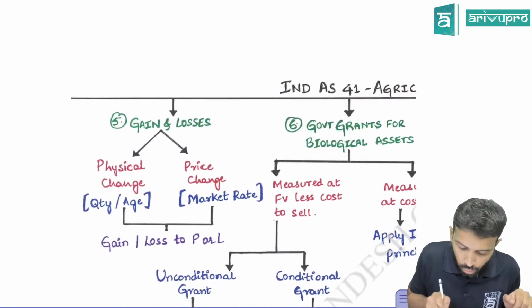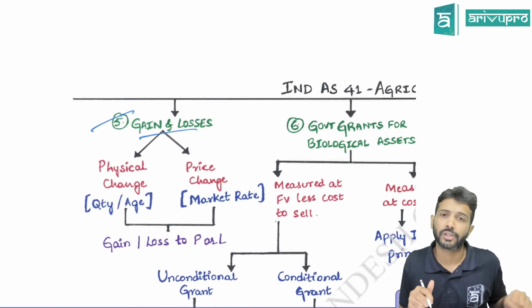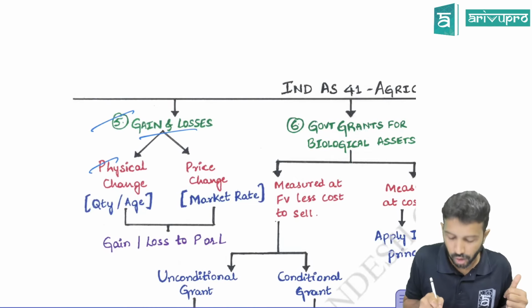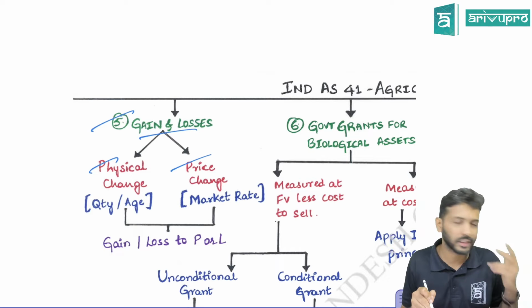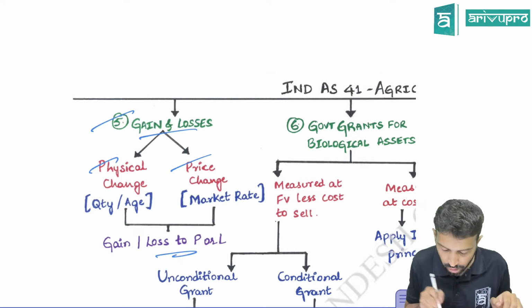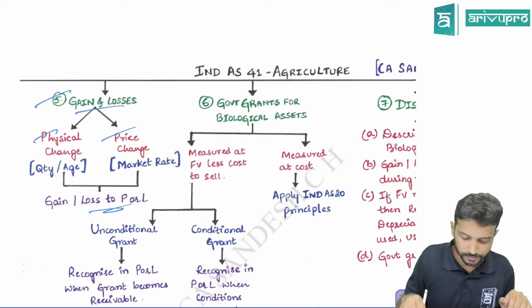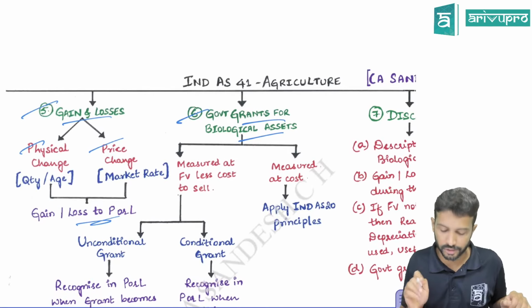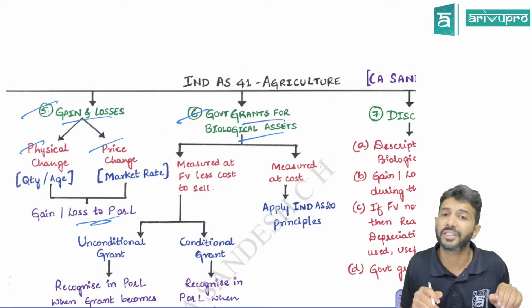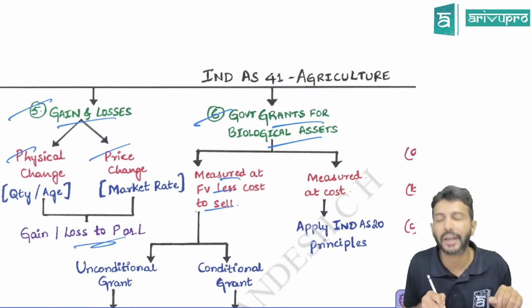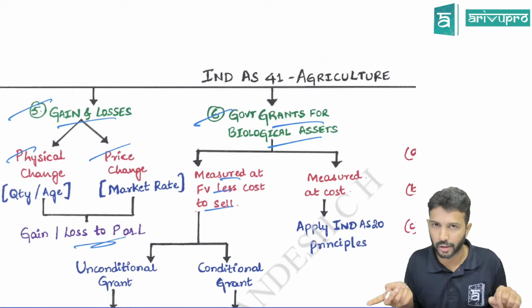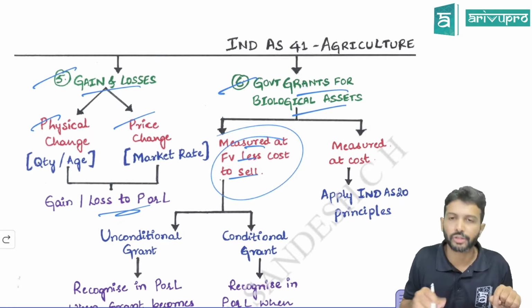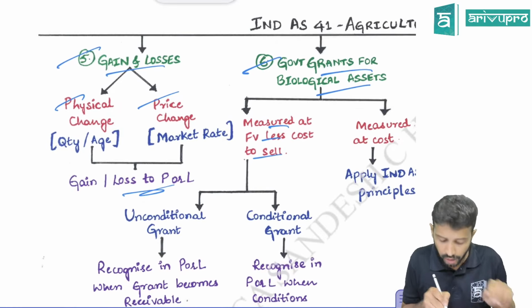Then you could have 2 types of gain relating to biological assets. One is your price change, or another one due to physical change. Doesn't matter whether it is price change or physical change, both the gain or loss will go off to SPL itself. If you have received any grant relating to biological assets, then check how is that biological asset first of all measured. If it is measured at fair value less cost to sell or cost model. If you are measuring it at fair value less cost to sell, check whether the grant is conditional or unconditional.